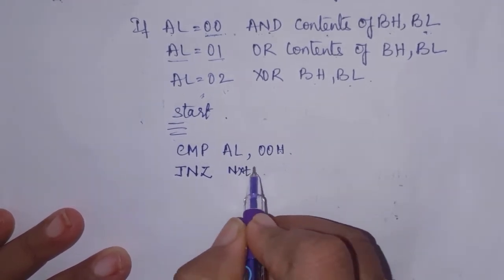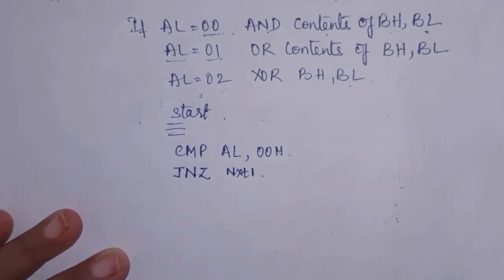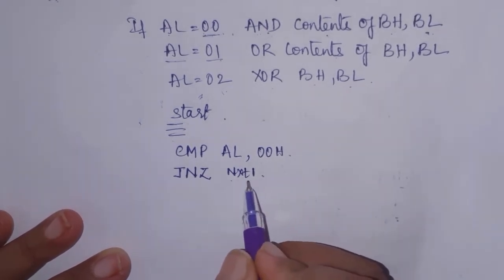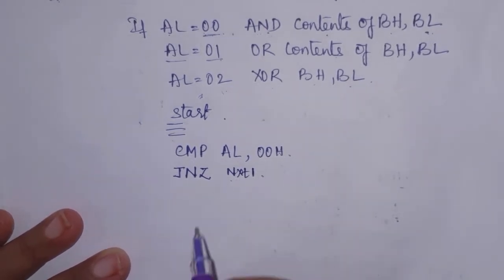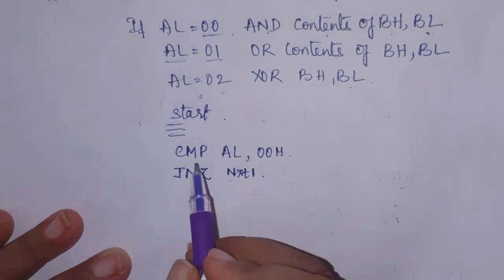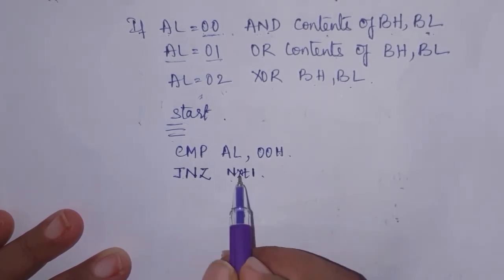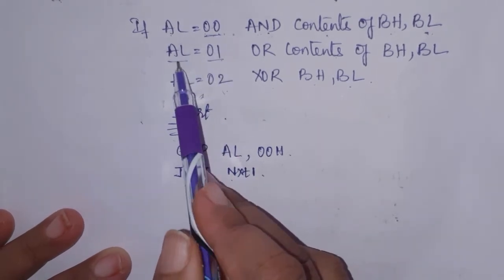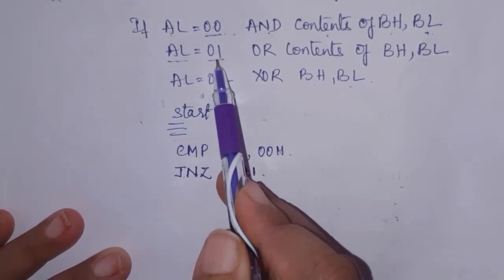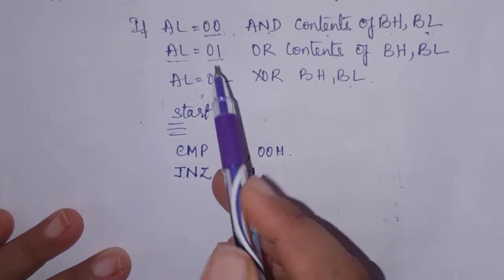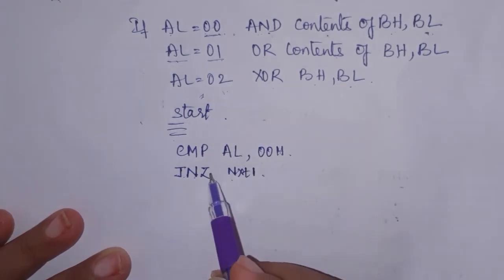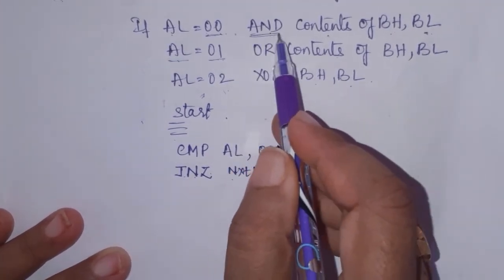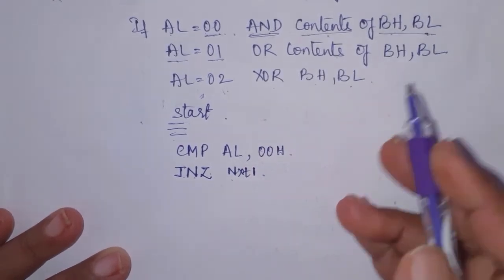let's give a label, Next one. I don't know where it will go; we'll see while writing the program. So compare, and if it is not equal, what do I need to do? I need to compare whether it is equal to 1. If it is equal, what should I do? When it is equal, I need to AND the contents of BH and BL.